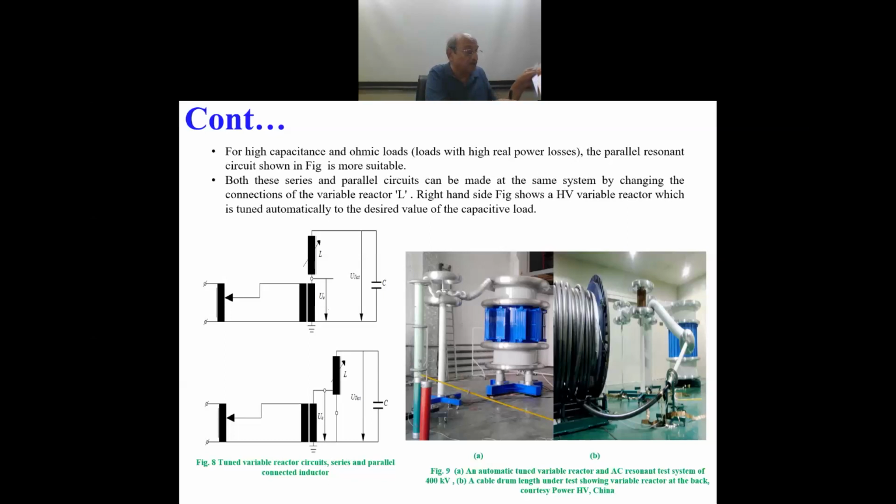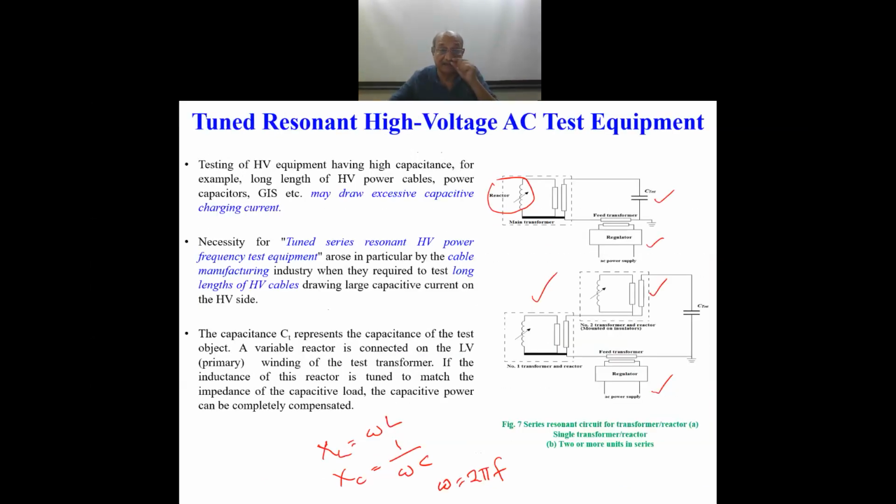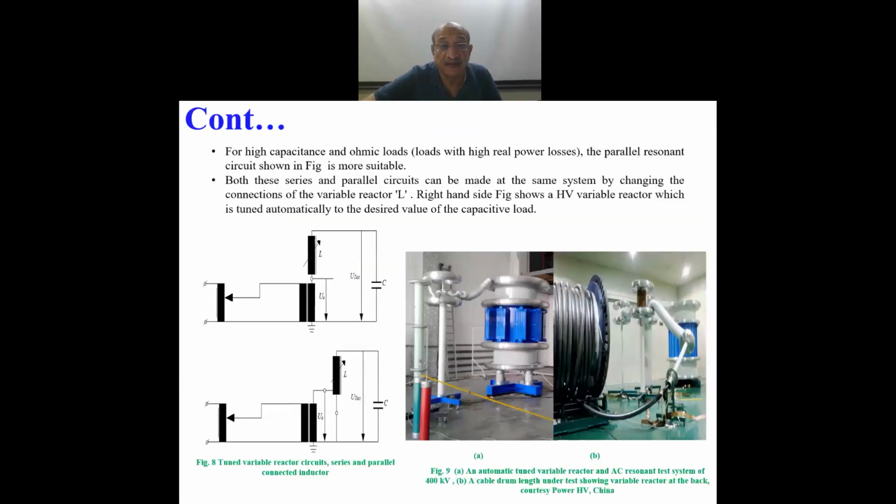We have to consider in the last figure what we talked about was a series resonant circuit. The series, the second figure, as you see, the resonant circuits are in series. So people thought, why not put the resonant circuit in parallel? As you see in this diagram, diagram A is an automatic tuned variable reactor and AC resonance test system of 400 kV.